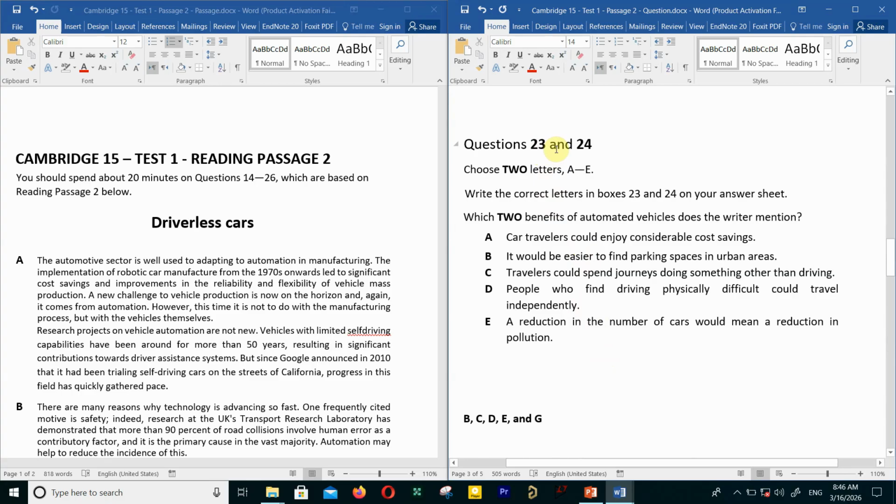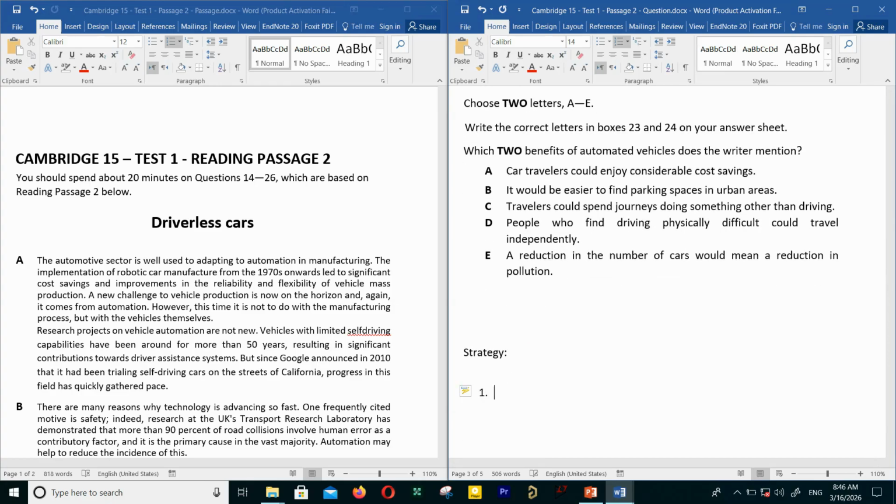In these questions 23 and 24, you just have to, what is the strategy? First, just read the question, not answers. This is really important because if you read answers, it's going to make you confused. Okay?